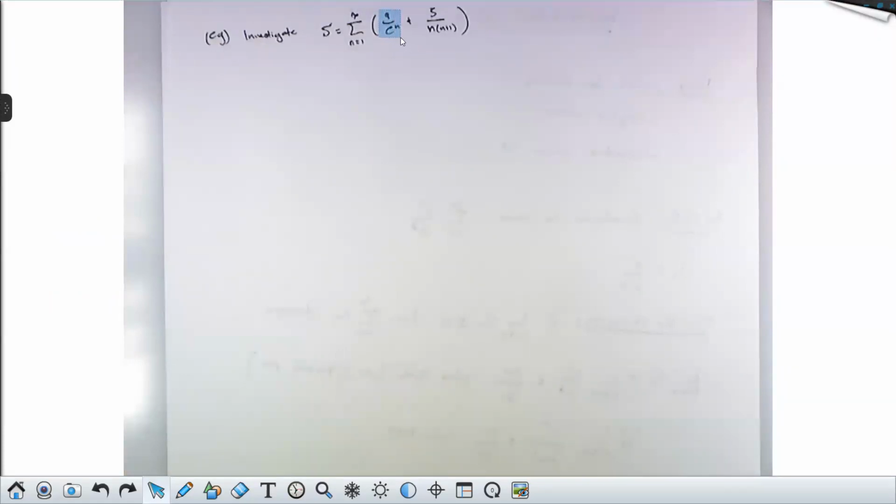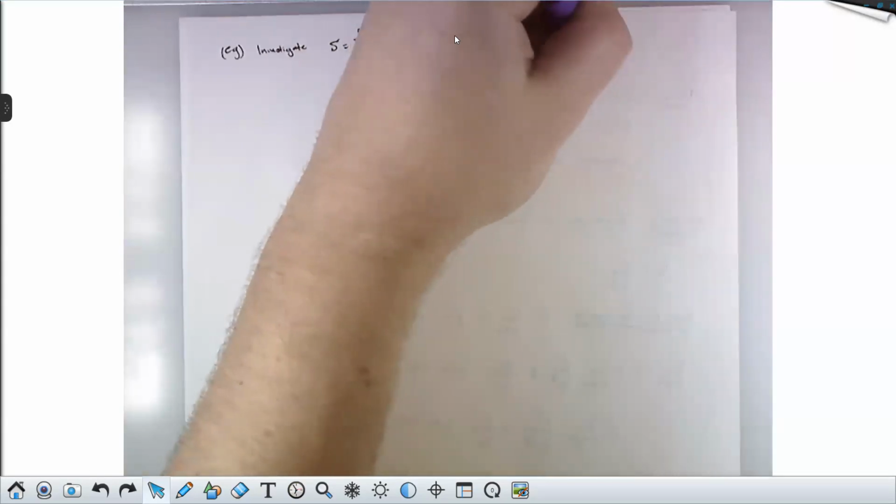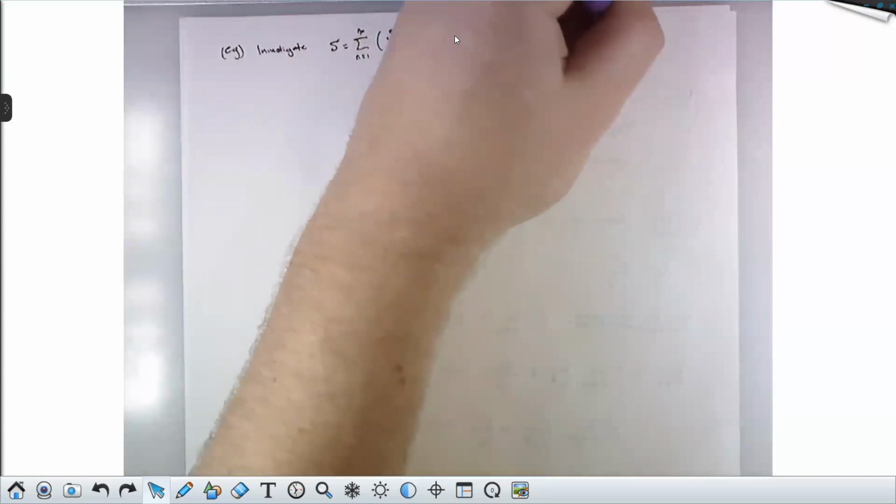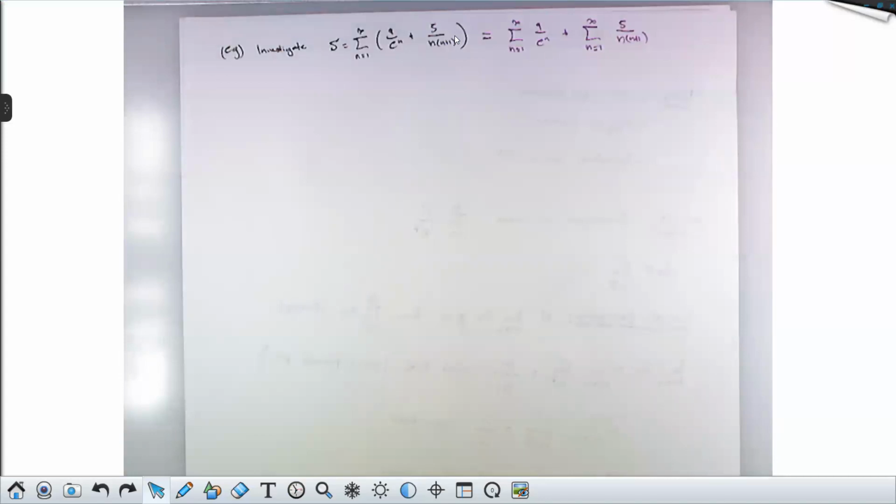Okay. 9 over e to the n, that would be like a multiple of a geometric series. I know how to handle that. 5 over n times n plus 1 looks like something that's ready for some partial fractions. So the very first thing I would do here is split this up. Altogether, I don't quite know how to handle it, but remember our rules for the sigma operator that we talked about last time. Same as the rules for an integral. Just like you can split integrals up over addition, you can split series up over addition. So this first one I'm going to handle as a geometric series. The second one we said is right for some partial fractions. So we're going to do that partial fractions and then get it moving.